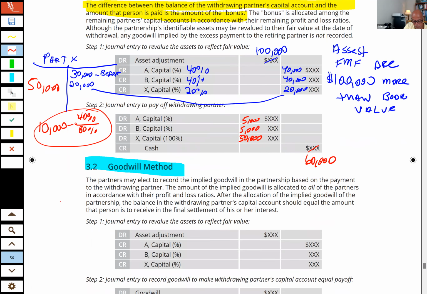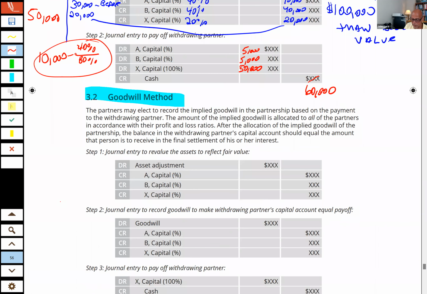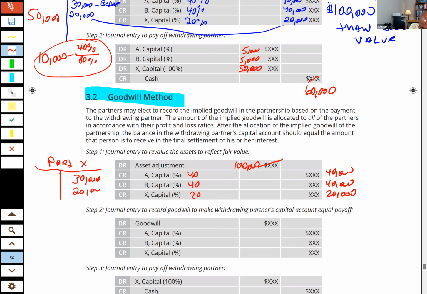Okay, good. Now, if it's the goodwill method, again, no difference. You always have to write up the assets. So that's going to be the write-up of the 100,000, and I'm again assuming 40%, 40%, 20%. So 40,000 goes here, 40,000 goes here, and 20,000 goes here. And again, partner X, I'm assuming, had 30,000. And we just wrote them up 20,000. Right, so now he's got 50,000 in there.